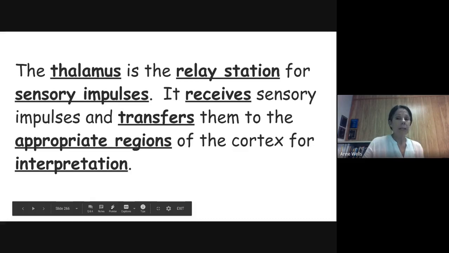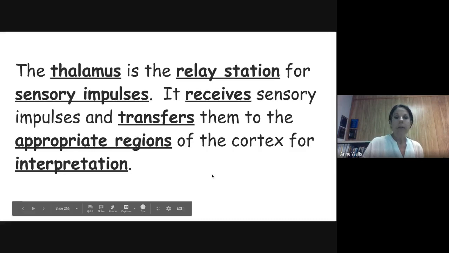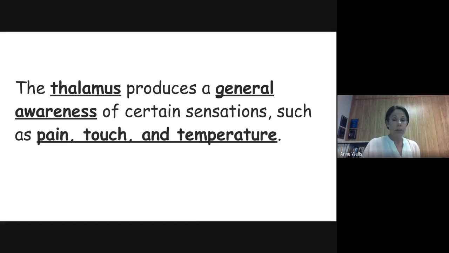The thalamus is the relay station for sensory impulses. It receives sensory impulses and transfers them to the appropriate regions of the cortex for interpretation. The thalamus produces a general awareness of certain sensations such as pain, touch, and temperature.